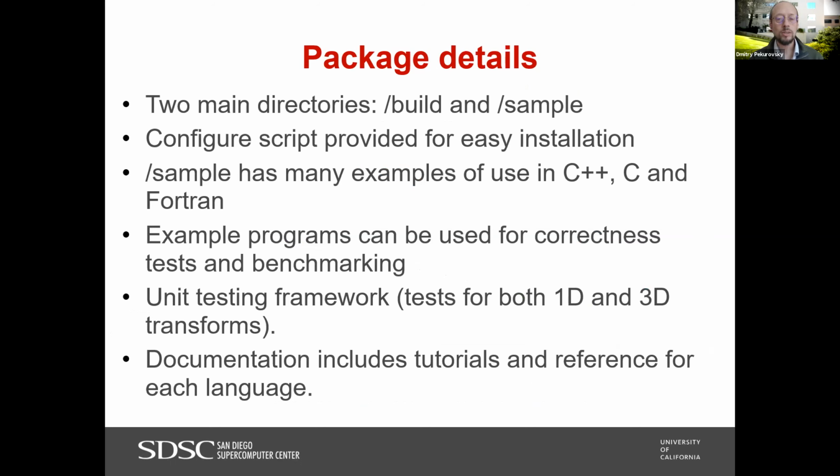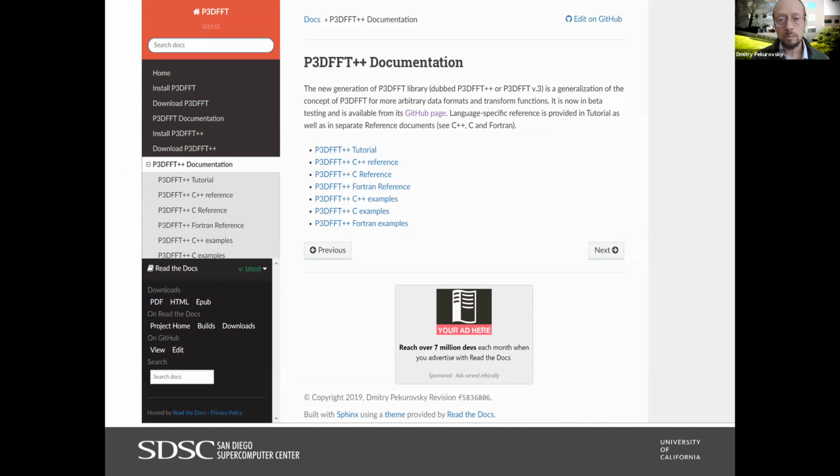Some package details: it has a configure script for easy installation. It has many examples in C++, C, and Fortran. These example programs can be used for both correctness tests and for benchmarking. There is a unit testing framework, and there is documentation. I want to show it briefly here on the documentation page. It has a tutorial, and it has separate references for C++, C, and Fortran.